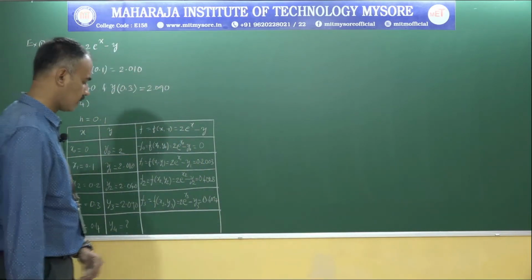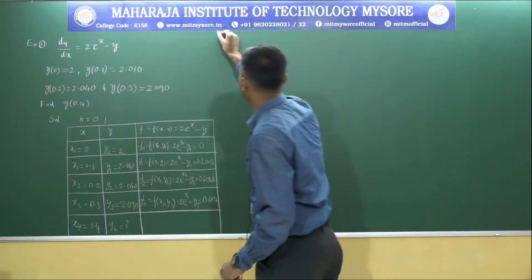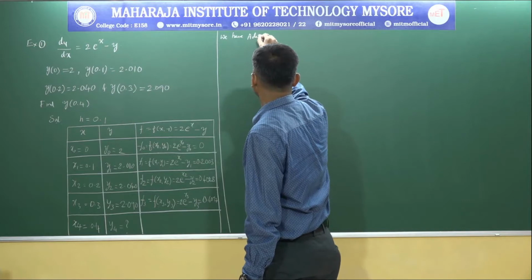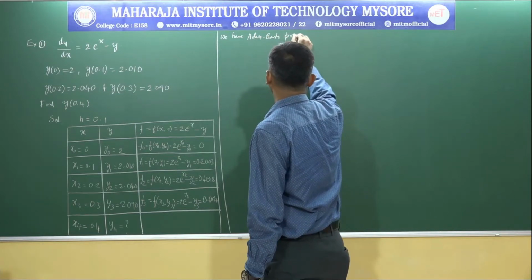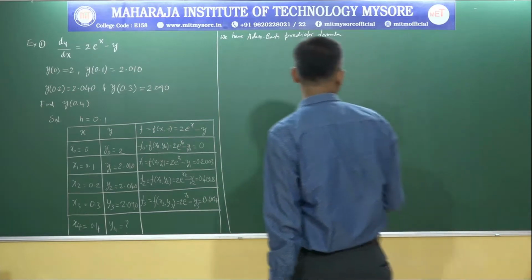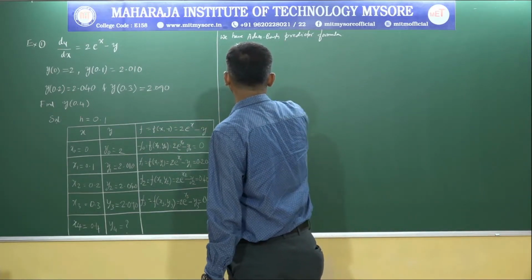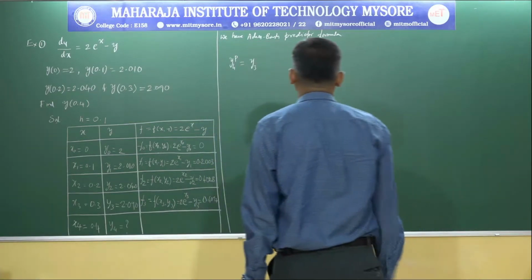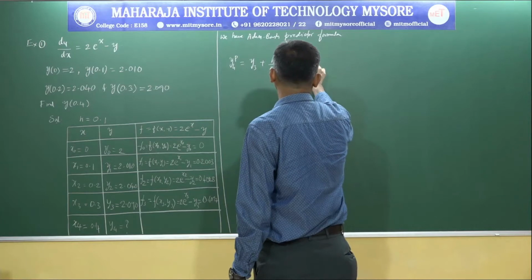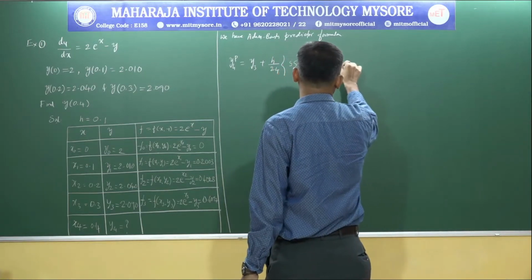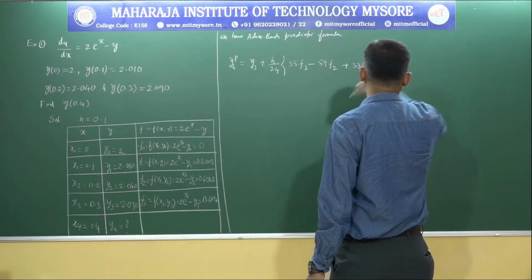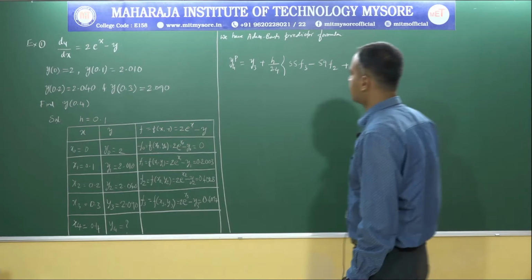Next, we have the Adams-Bashforth predictor formula. We specify y4p, which is y3 plus h/24 times (55 f3 - 59 f2 + 37 f1 - 9 f0).